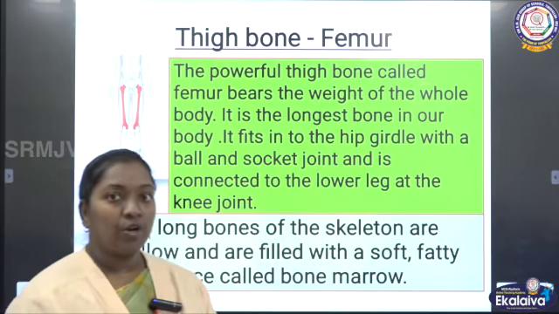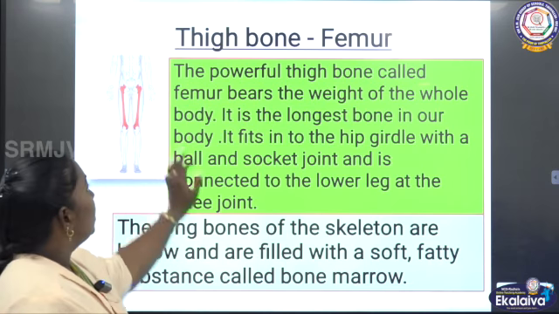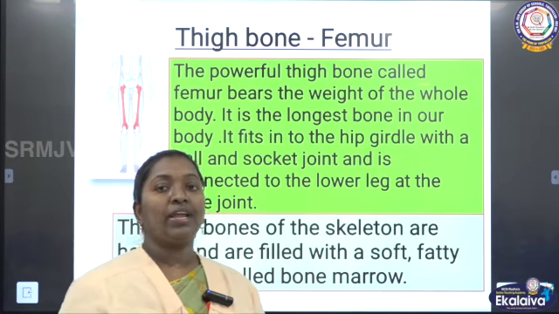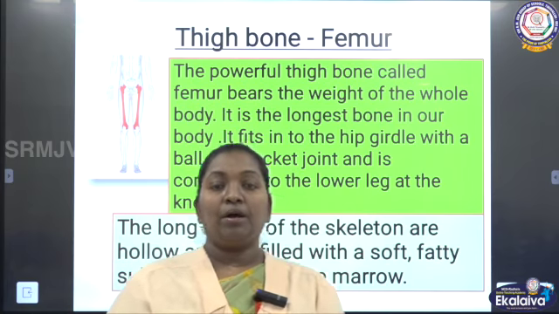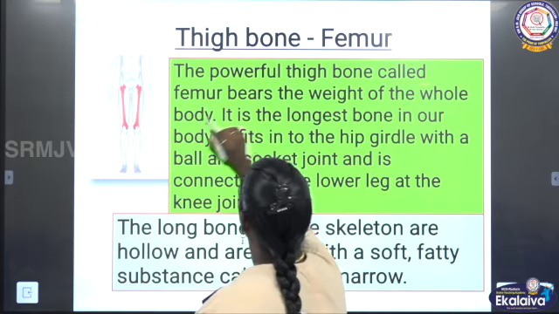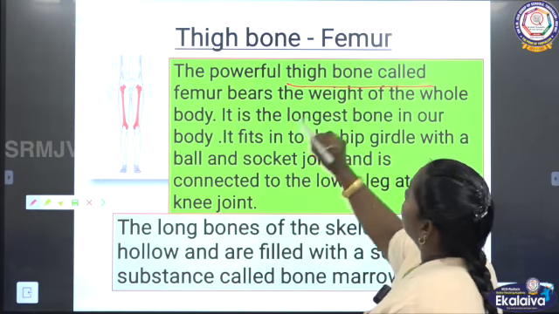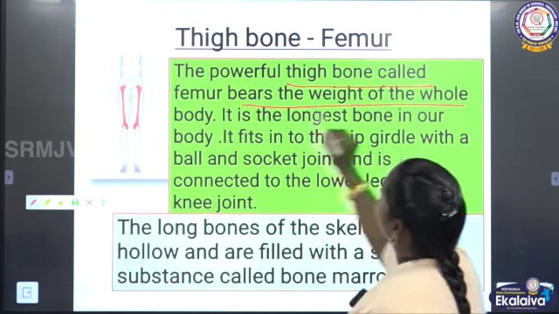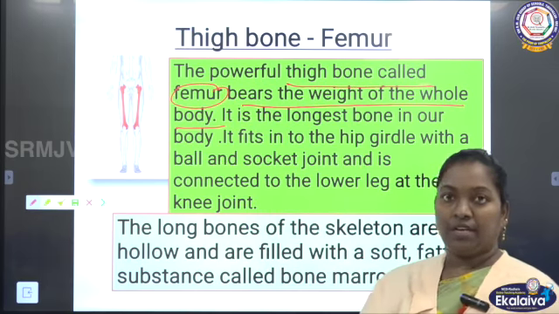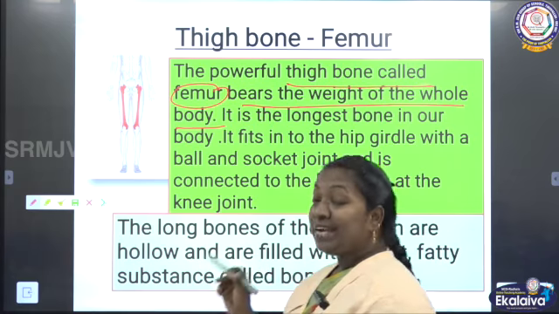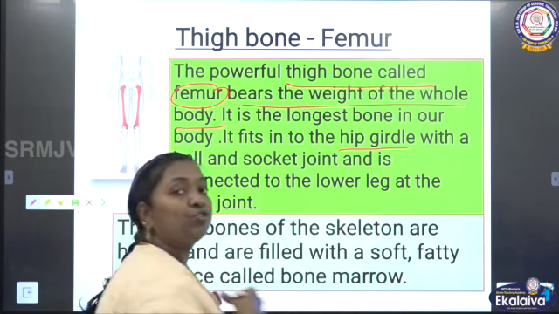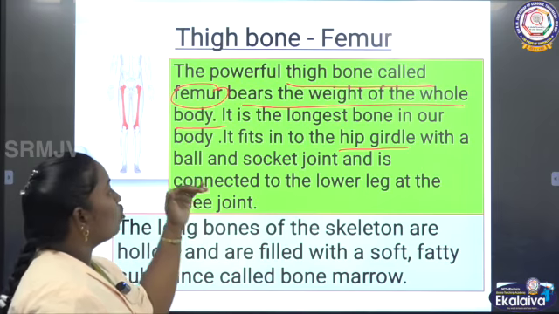And next we are going to learn about the thigh bone. The powerful thigh bone is called the femur. Actually, our whole body weight is held by the thigh bone. It bears the whole body weight. We call the thigh bone the femur, F-E-M-U-R. So how is it fitted with the body? It fits into the hip cradle, which is able to move, with a ball and socket joint.